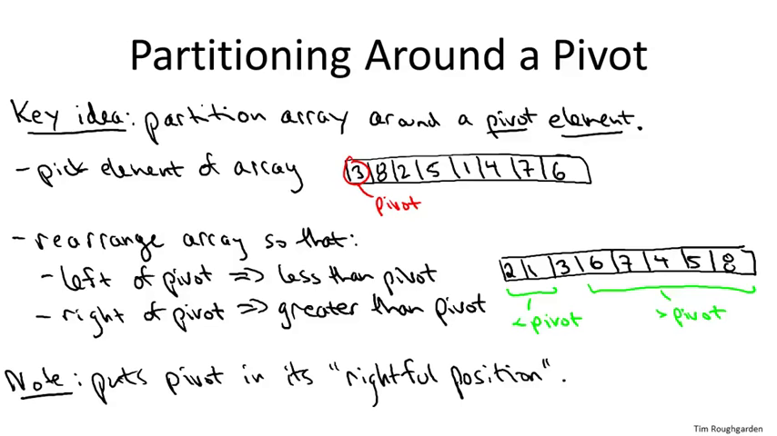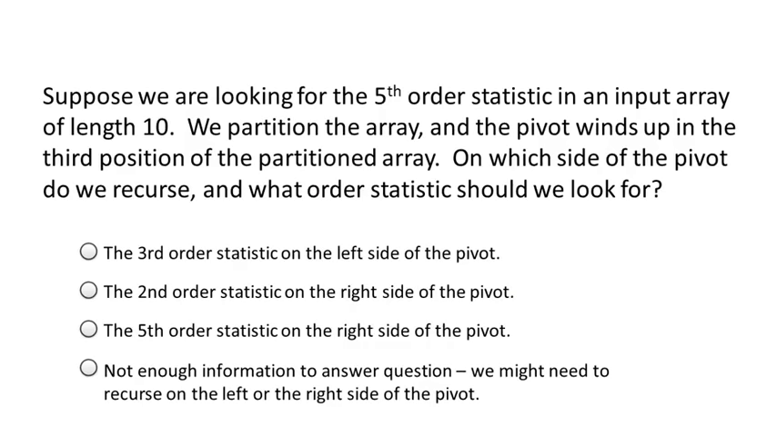We need to understand how to find the ith order statistic of the original input array. It suffices to recurse on just one subproblem of smaller size and find a suitable order statistic in it. So how should we do that? Let me ask you that with some very concrete examples about what pivot we choose and what order statistic we're looking for, and see what you think.